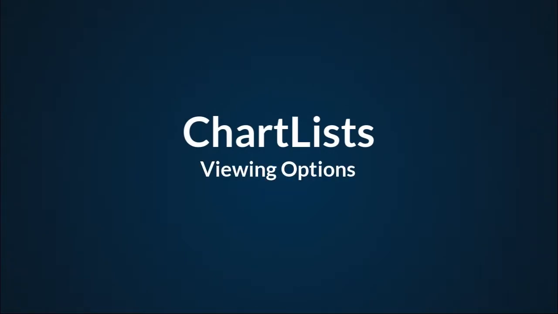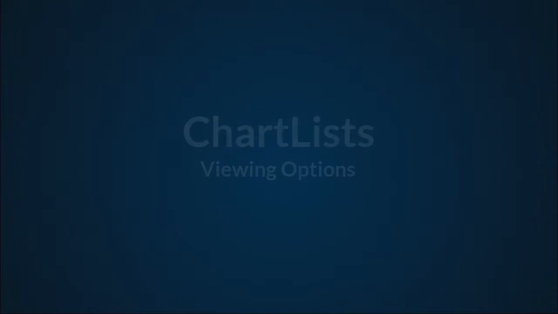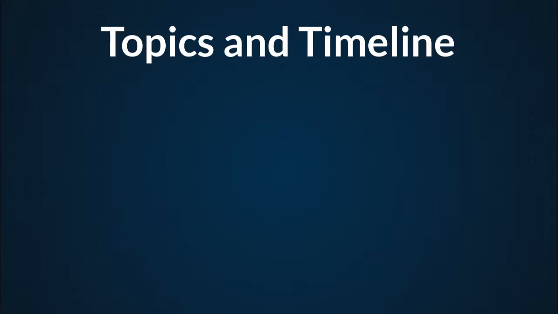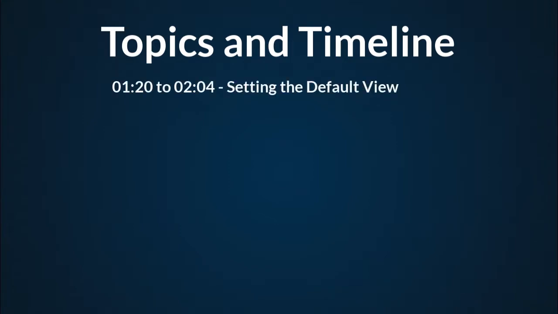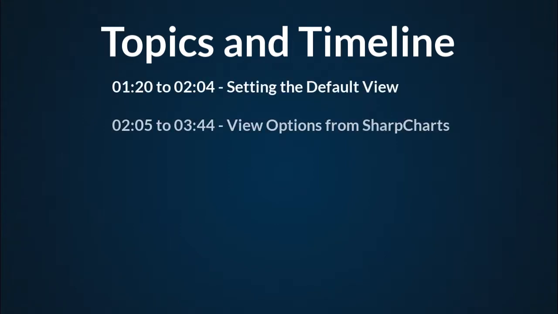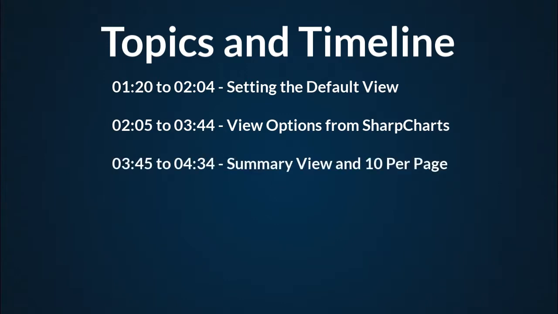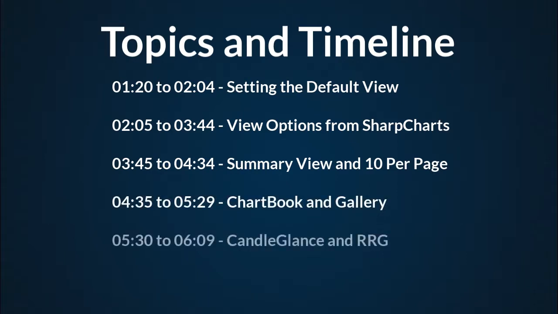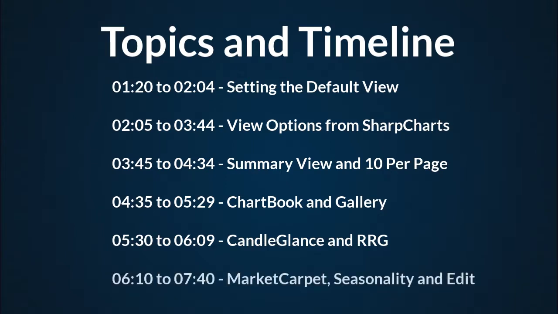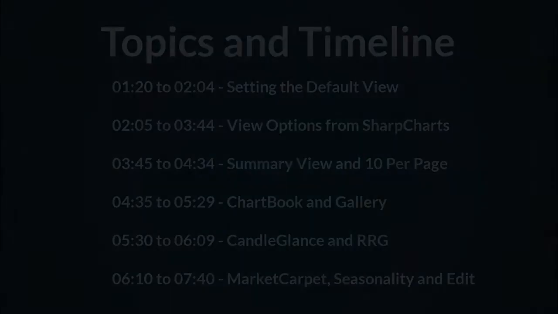Today we're going to go over the different viewing options for your chart lists. Here are the topics in the timeline for today. First, we're going to show you how to set the default view. Then we'll go over the viewing options from Sharp Charts. And then we'll go over the 9 different viewing options: Summary view and 10 per page, chart book and gallery, candle glance and RRG, market carpet, seasonality, and edit.